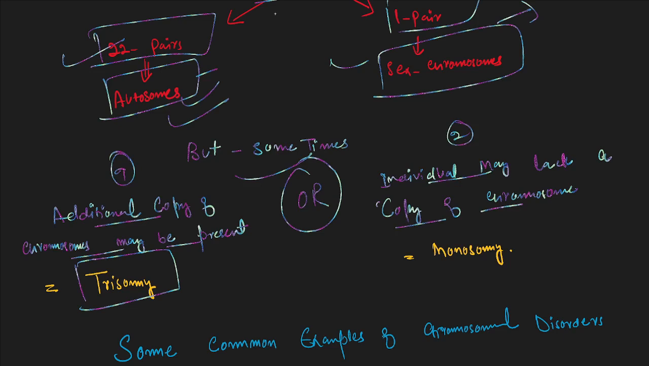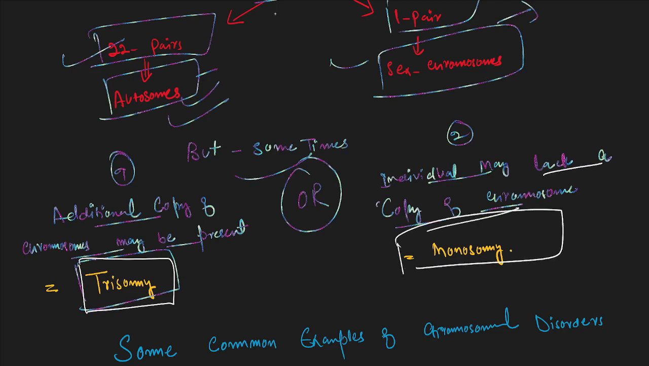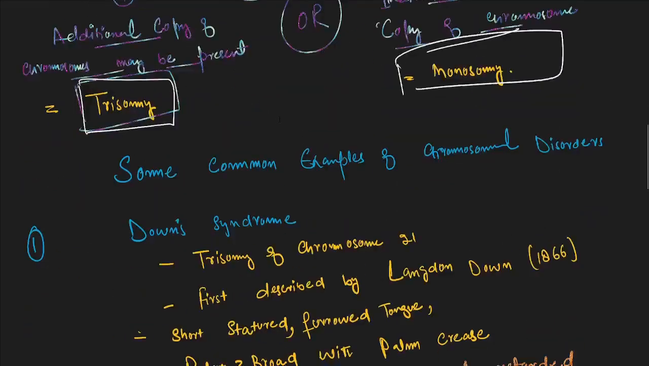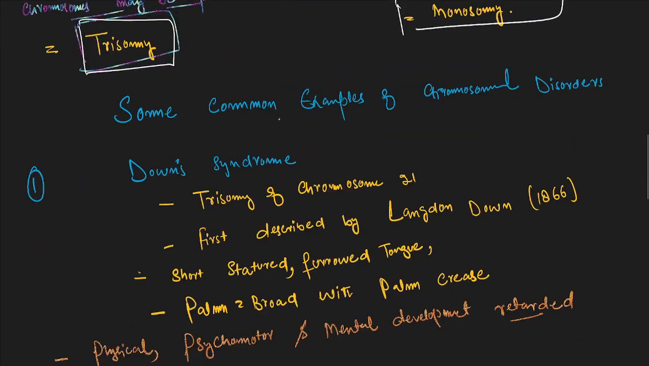In case number one, we studied that if the additional copy of a chromosome is present in an organism, that condition is known as trisomy. And if an individual lacks a copy of chromosome, that condition will be known as monosomy. And these two terms are again very important. Now, in the NCERT of Class 12, some of the common examples of chromosomal disorders are mentioned there, and let's talk about them one by one.